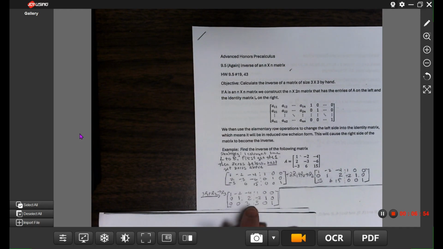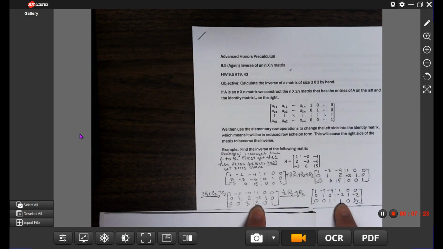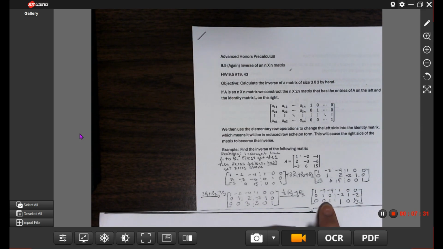So now we're going to move over to column 3, and I want a 1 where I need it. So the 1 in column 3 is going to go on the bottom right. So that one's relatively easy. All I need to do is multiply this row by a third. So I'm going to take 1/3 times row 3 and put it into row 3. So the bottom row would be 0 times a third is 0, 0 times a third is 0, 3 times a third is 1, 3 times a third is 1, 0 times a third is 0, and 1 times a third is a third. Fabulous.